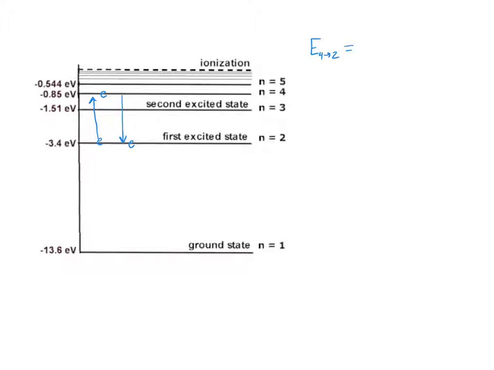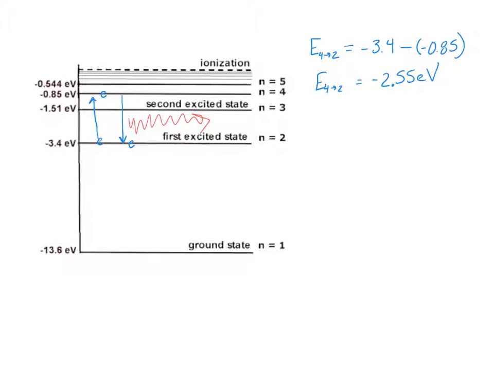Well, originally, it's always final minus initial. So at the end of that transition, it was at negative 3.4, so it's final minus the initial, which was negative 0.85. So E from 4 to 2, what we're going to see is the atom is going to give off negative 2.55 electron volts. Okay. So that's going to come off in the form of a photon bombing out like this.